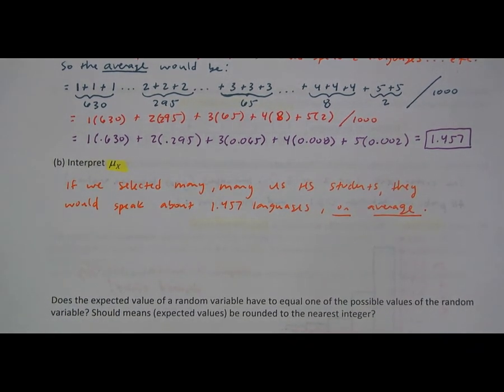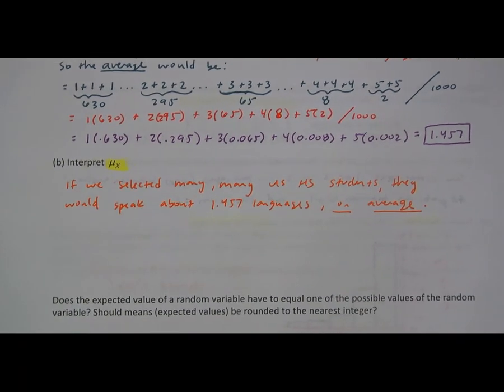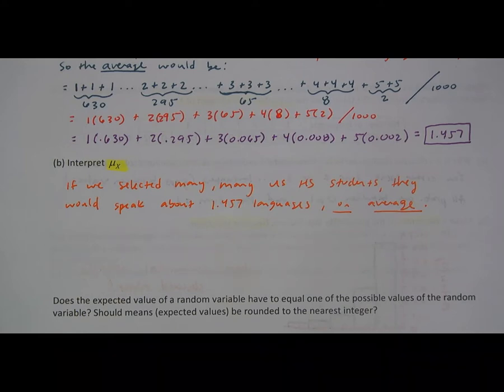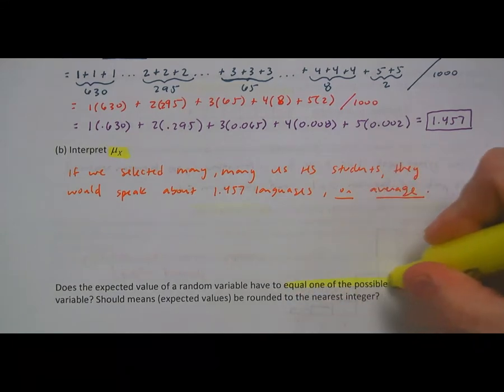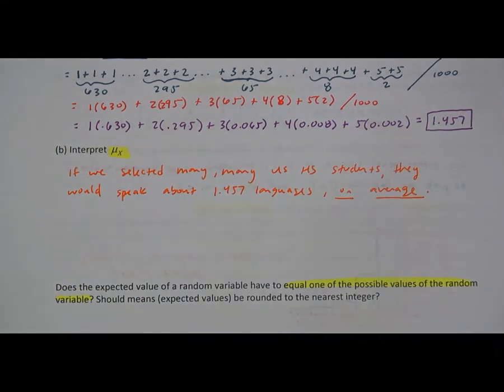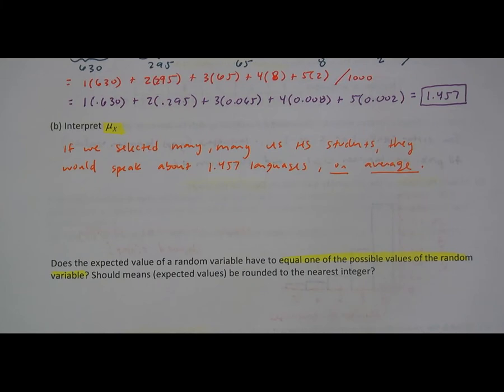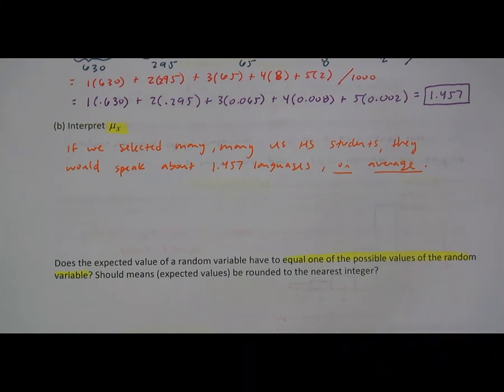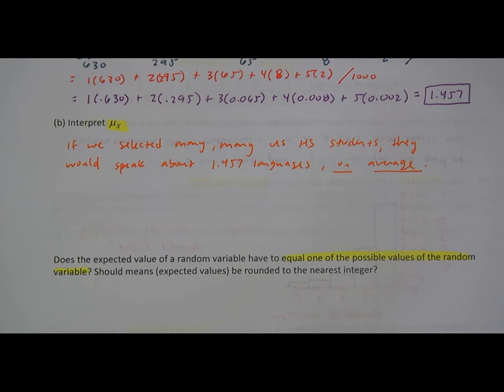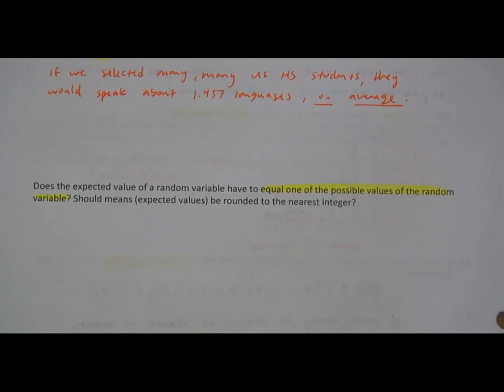It sounds funky to say 1.457 languages because we just talked about the fact that this is a discrete value. So I'm going to address that in this next question that sounds kind of weird. But it says, does the expected value or the average that you found have to equal one of the possible values? In other words, do I have to get 1 or 2 or 3 or 4 or 5 languages? Should we round to the nearest integer? Should I round that to just one language? What should I do? Well, since probability means in the long run, you don't round.